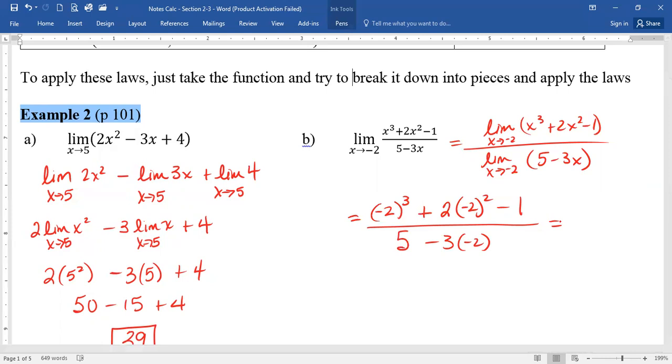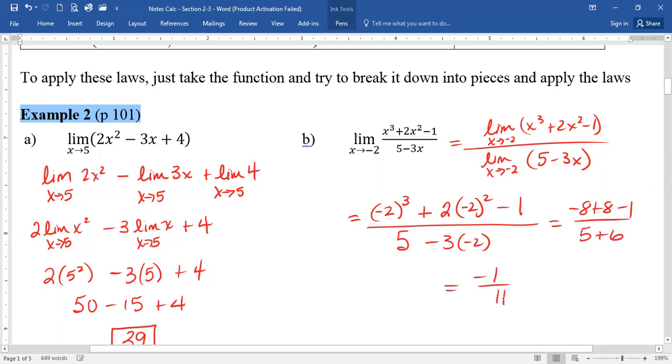So do you notice here that really what's happening is we're just actually substituting in, aren't we? Okay, and that's one thing that will happen in some of these limits. So we have -8 plus 8 minus 1 over 5 plus 6. So we get -1/11.